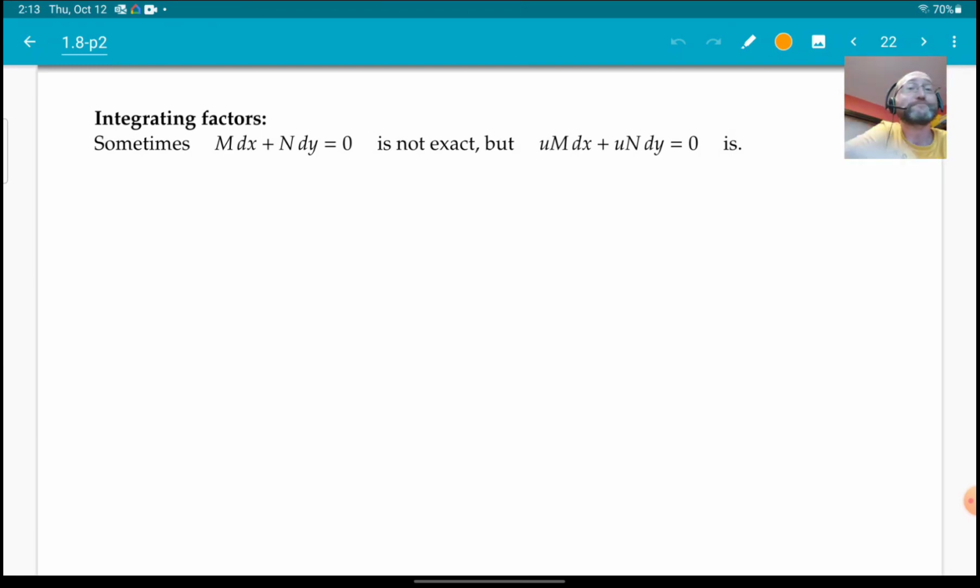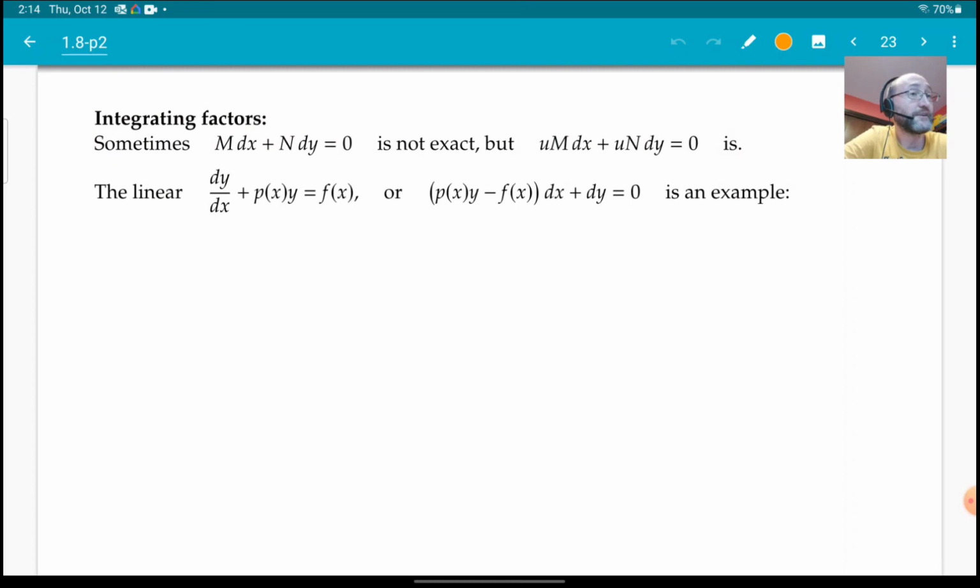All right. So the thing that we really want to talk about today is integrating factors, and we saw integrating factors before for linear equations, which is actually a special case of what we're doing now. Sometimes an equation of this form is not exact, but maybe you can multiply by some function u such that this equation is exact. That's possible. For example, the linear equation is an example of this.